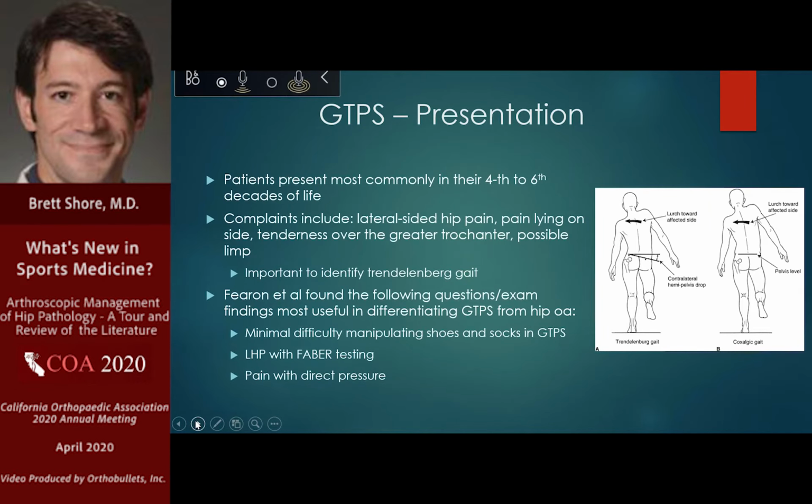So in terms of how greater trochanteric pain syndrome presents, most of these patients present in their 4th to 6th decades of life, primarily with lateral sided hip pain, pain lying on their side, and tenderness over the greater trochanter. The other thing to look for in these patients is you should have all patients walk to watch their gait, but these patients in particular, because you want to identify if they have a Trendelenburg gait.